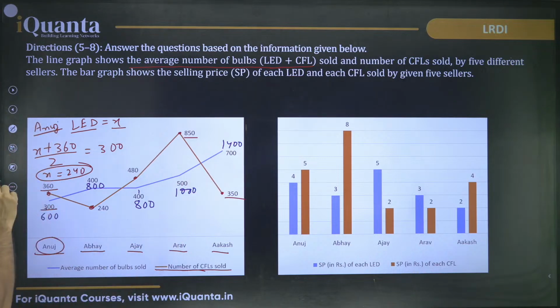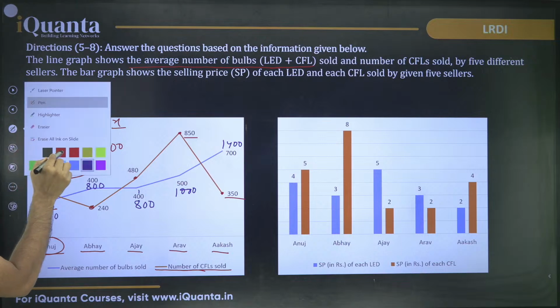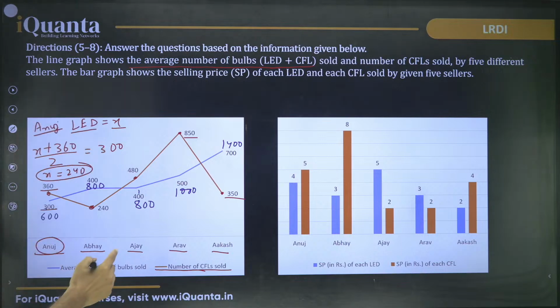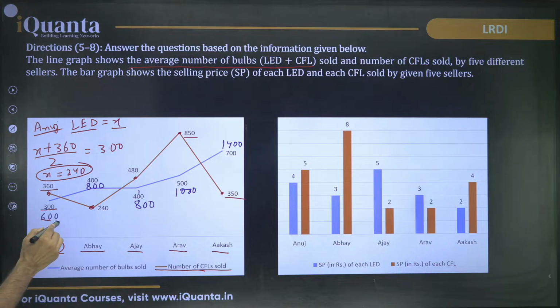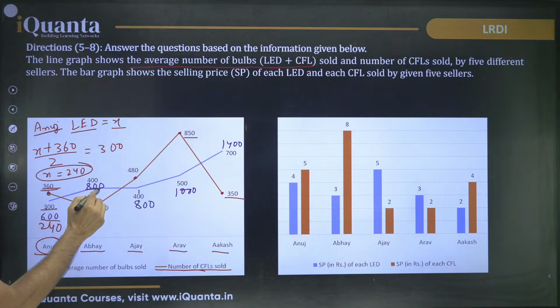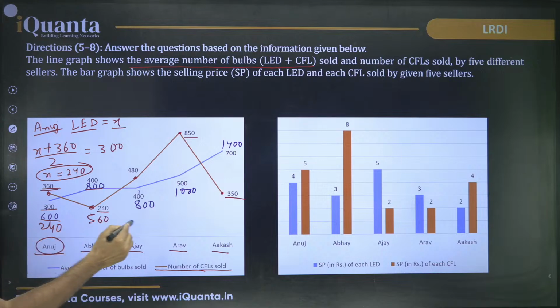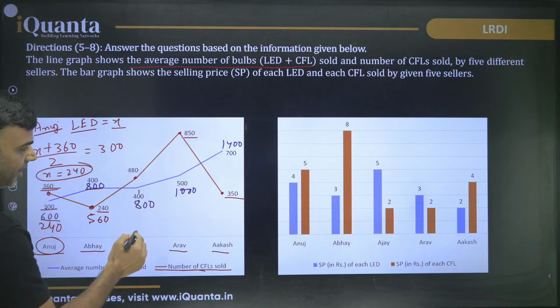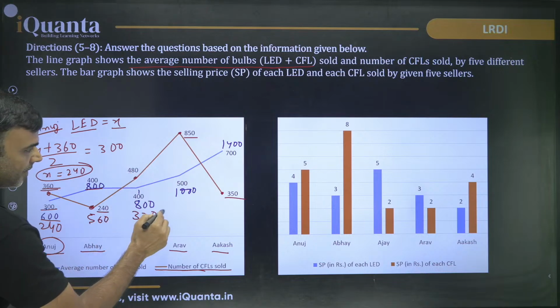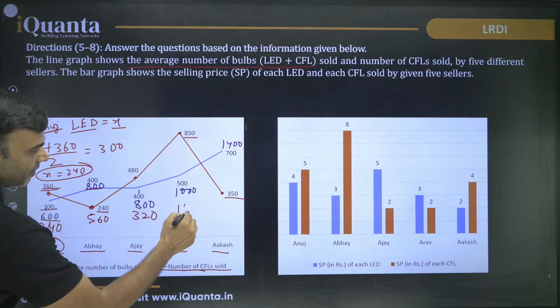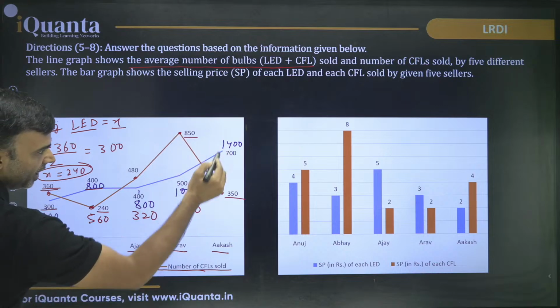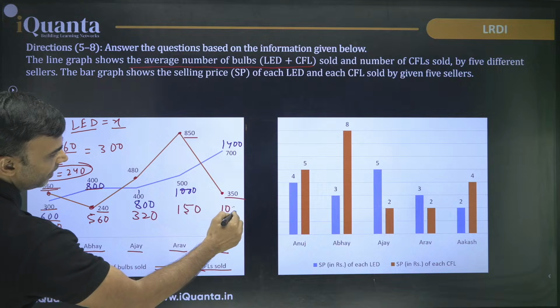From there, can we find the values of the number of LED bulbs? Yes. 600 minus 360, 240. 800 minus 240, that is 560. So the things in the red colors here are all LED numbers. 800 minus 480, 320. 1000 minus 850, 150. 1400 minus 350, that is 1050.